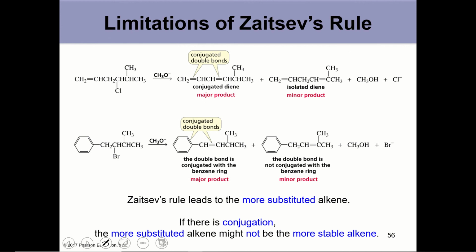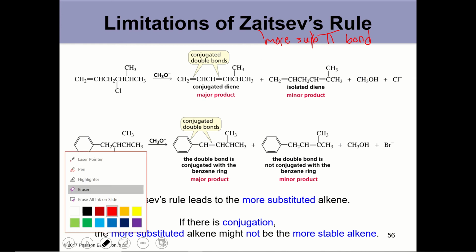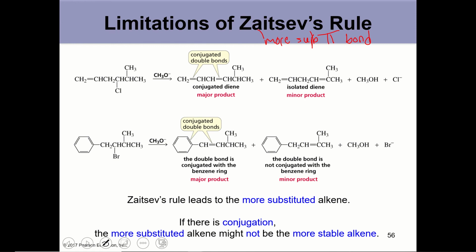But there are limitations to this rule, because Zaitsev's is referring only to the more substituted pi bond, but the more substituted pi bond is not necessarily the more stable product. And that's where Zaitsev's rule fails. When the more substituted pi bond is not the more stable product, Zaitsev's rule will not apply. So you still have to figure out what both products are.